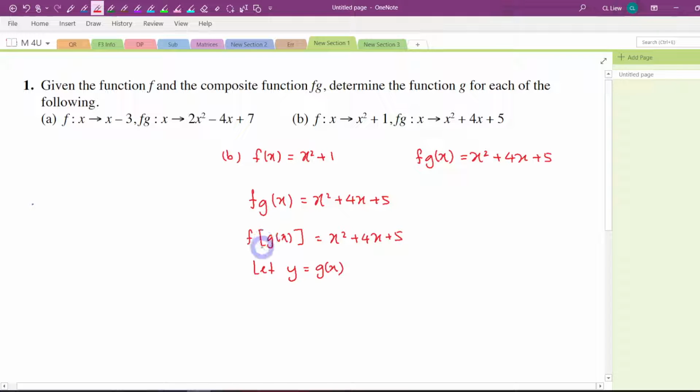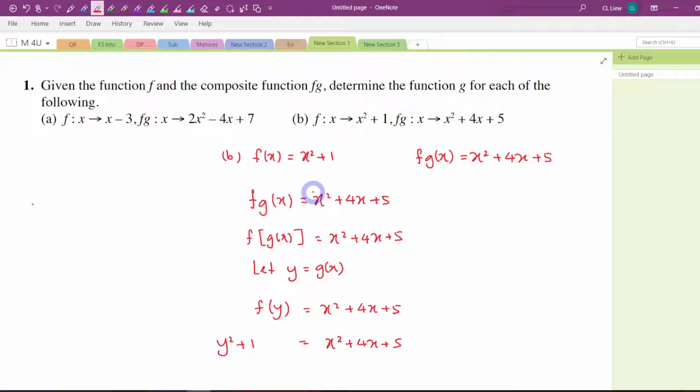Now, f of y is equal to x squared plus 4x plus 5. Now, what is f of y? Since we know that f of x is equal to x squared plus 1, f of y will be equal to y squared plus 1, right? So here, I'm going to change it to y squared plus 1 equal to x squared plus 4x plus 5. What we are looking for is g of x. Since I let y equal to g of x, if I get y as a function, that will be the g of x function.